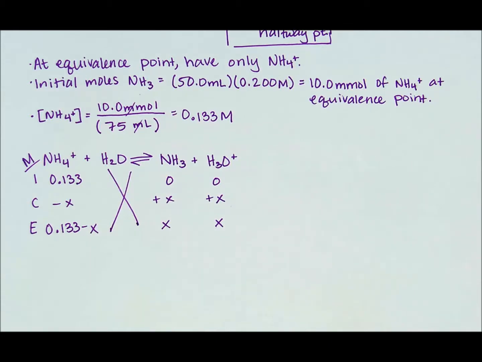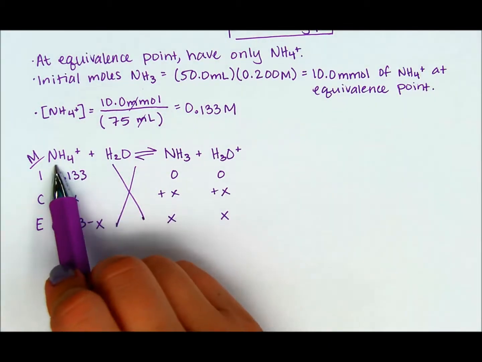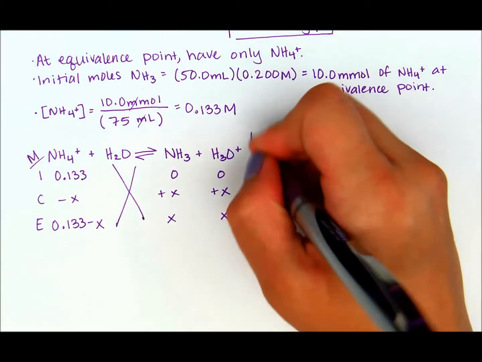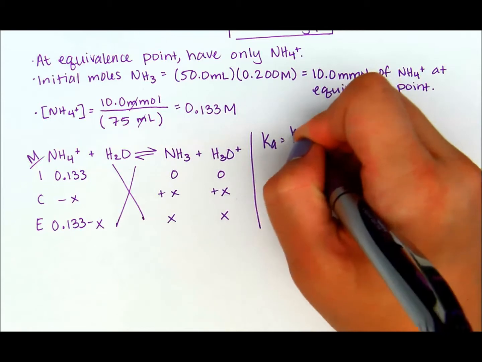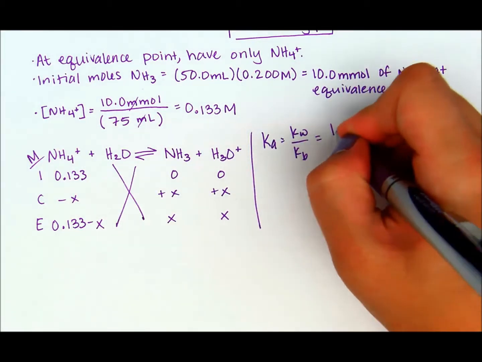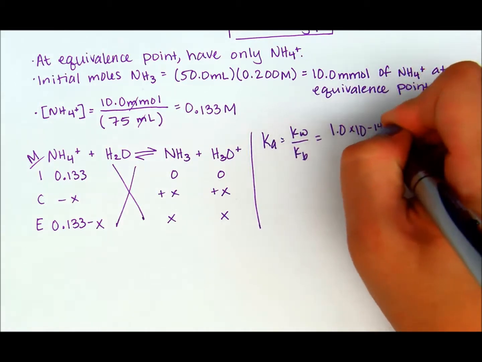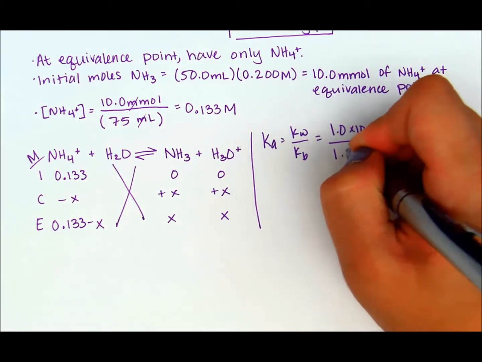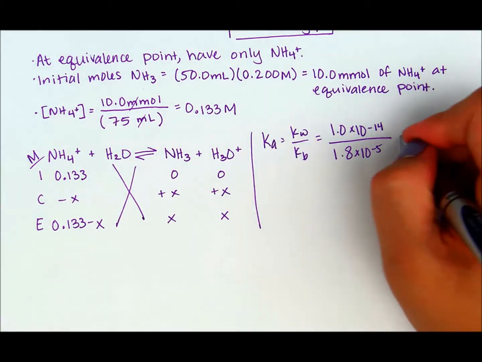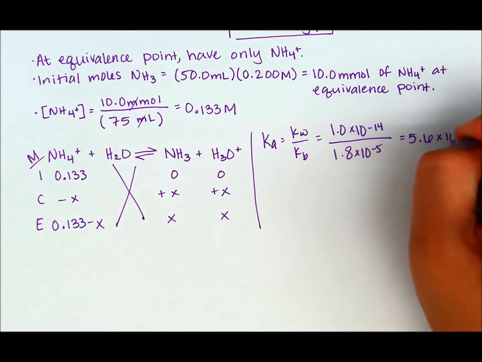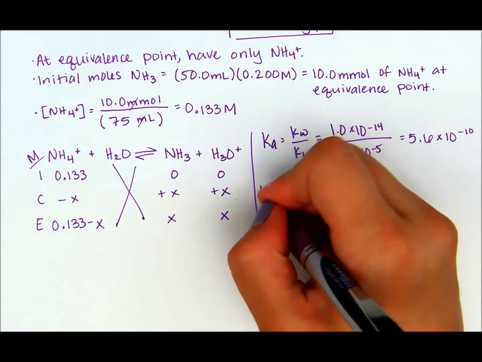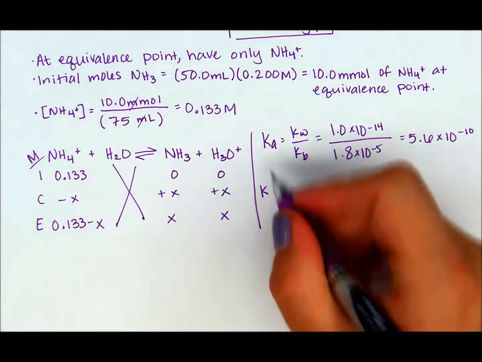Pure liquids don't count. Okay, this is an acid dissociation, so we need the Ka. We're only given the Kb, so let's go ahead and figure out our Ka. We're given the Kb, we always know Kw. So that equals 1.0 times 10 to the negative 14 over 1.8 times 10 to the negative 5. That was the Kb we're given in the problem. Equals 5.6 times 10 to the negative 10. So that's our Ka.